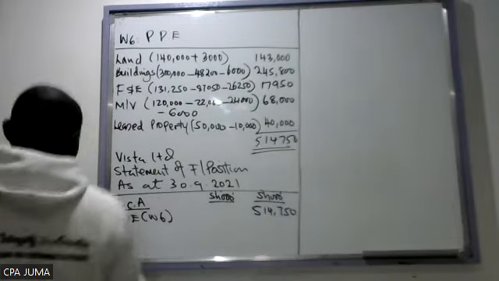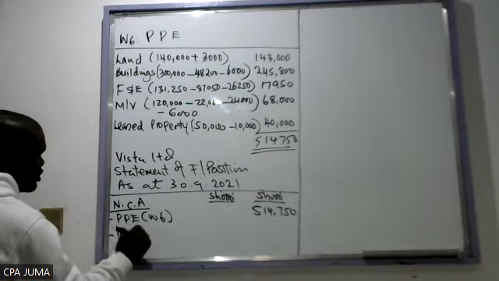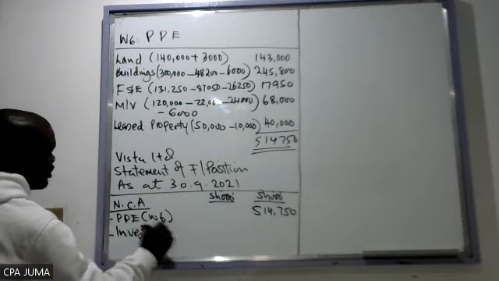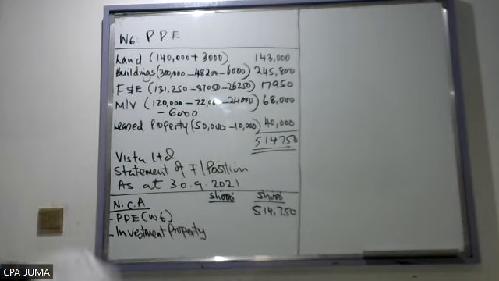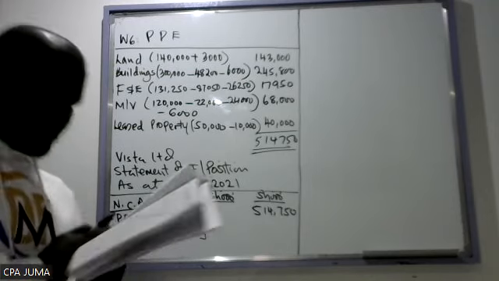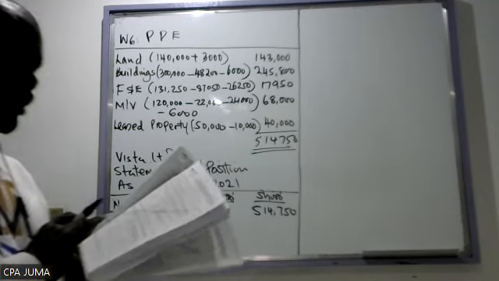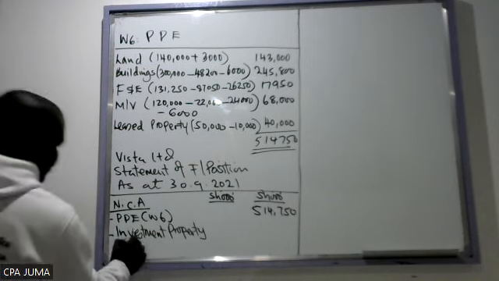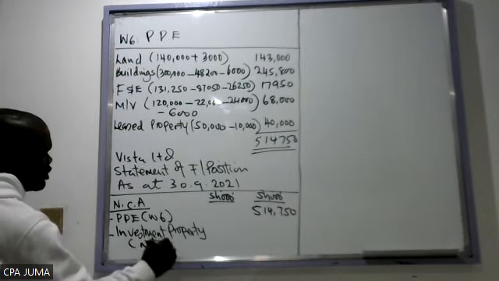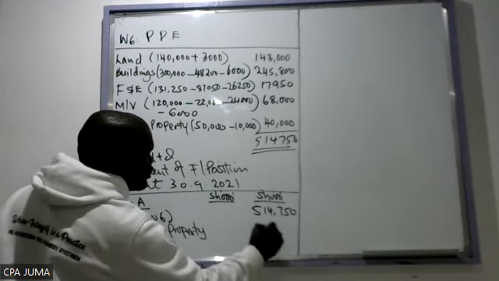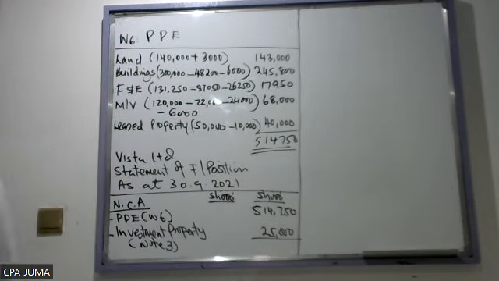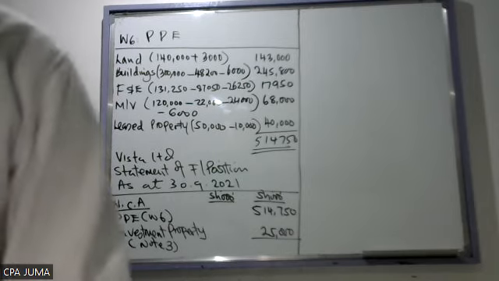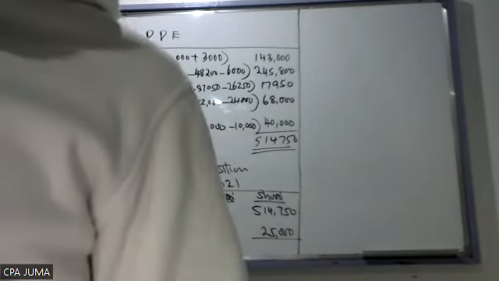Then investment property. There was a revaluation. Check note number 3. Note 3. 25 only. There is something else. Can you add for me those two? You take the revalued one.